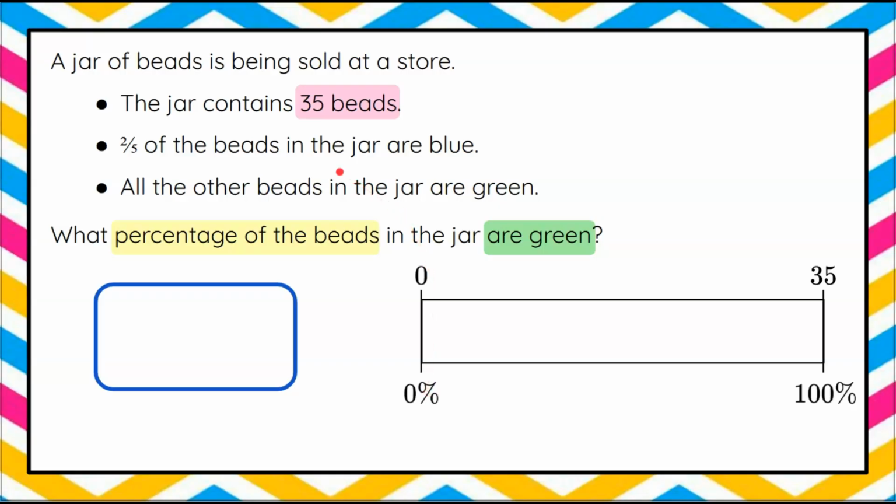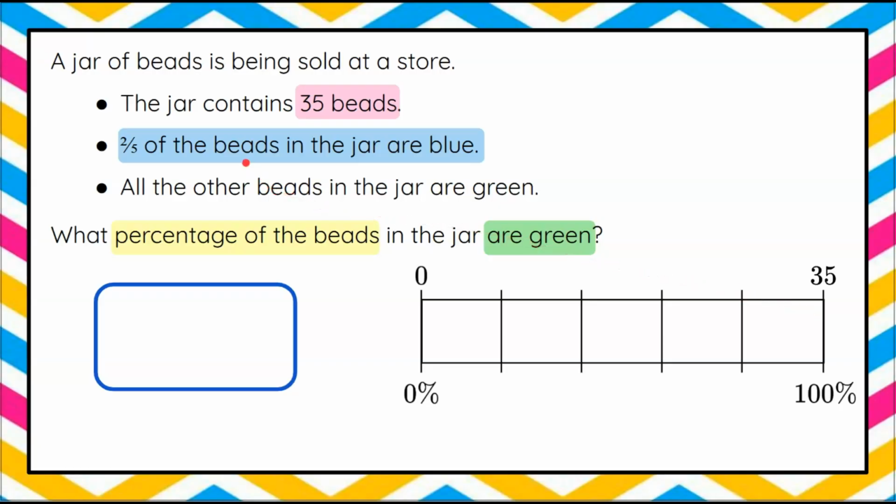Now let's move on to the second bit of information given to us. We're told that 2/5 of the beads in the jar are blue. So I'm going to take my visual representation. Remember, this represents my whole jar of 35 beads. And we're told that 2/5 of the jar is blue. So let's divide our bar diagram into 5 equal sections. 1/5, 2/5, 3/5, 4/5, and 5/5, or my 1 whole.